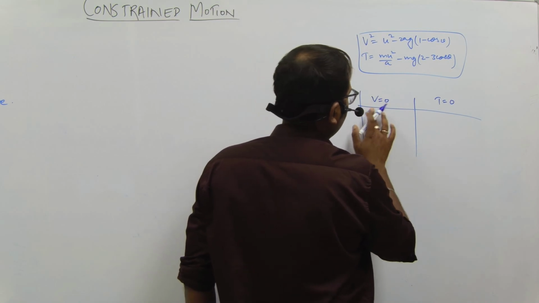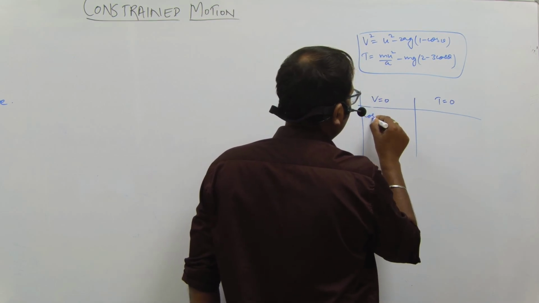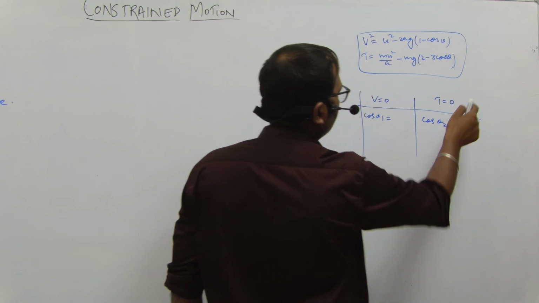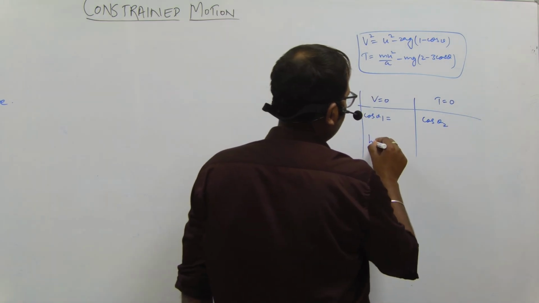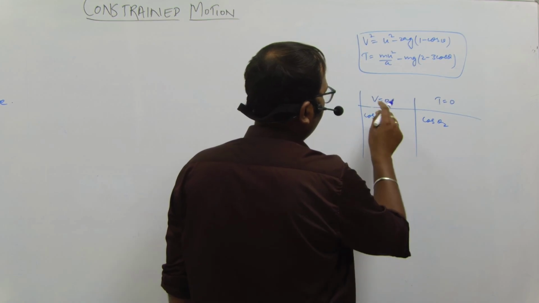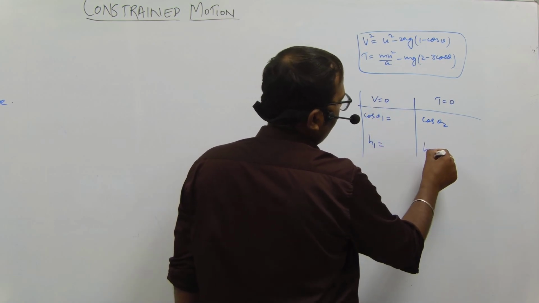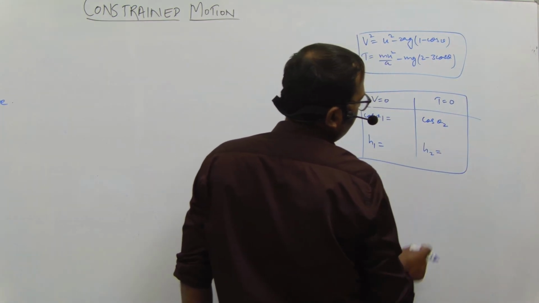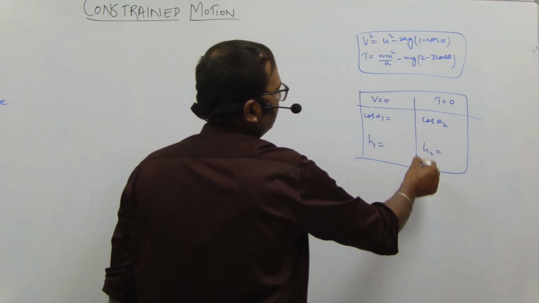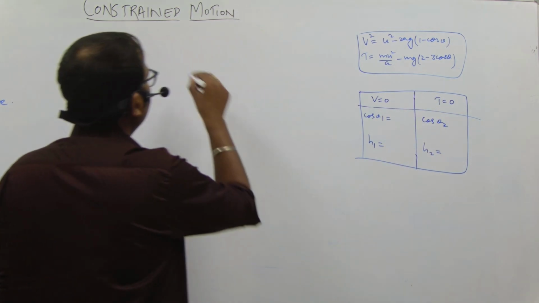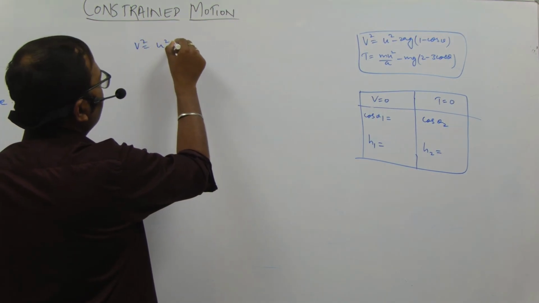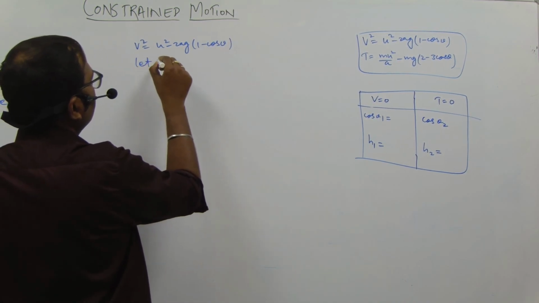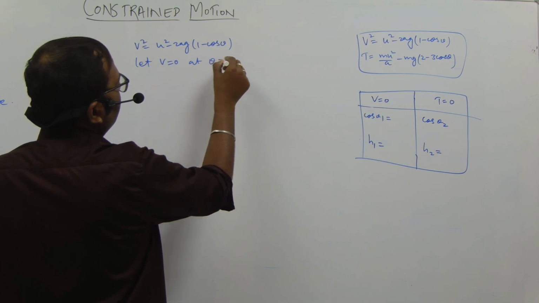Okay, so let us find the value of cos theta 1 and the value of cos theta 2 when the tension becomes 0. Also h1, the height from the bottom where the velocity becomes 0, and the height from the bottom where tension becomes 0. So let us find these values. After that we will proceed for finding the cases. So we have v square is equal to u square minus 2ag 1 minus cos theta. Let v be equal to 0 at theta equal to theta 1.